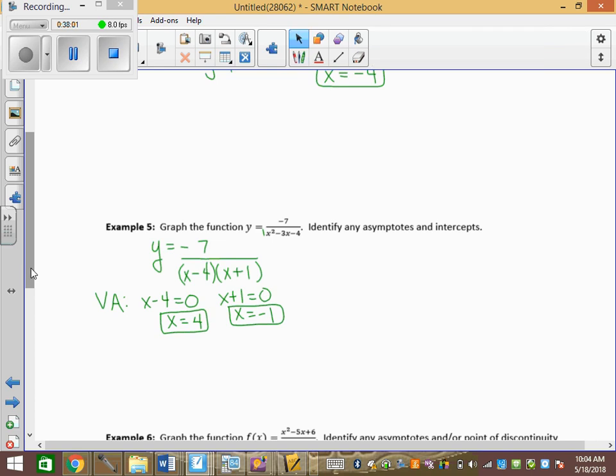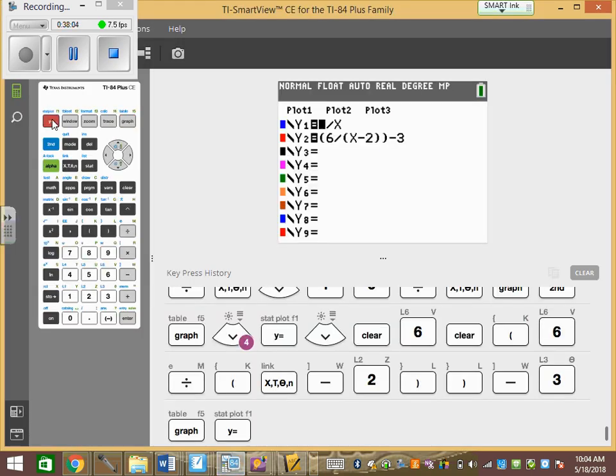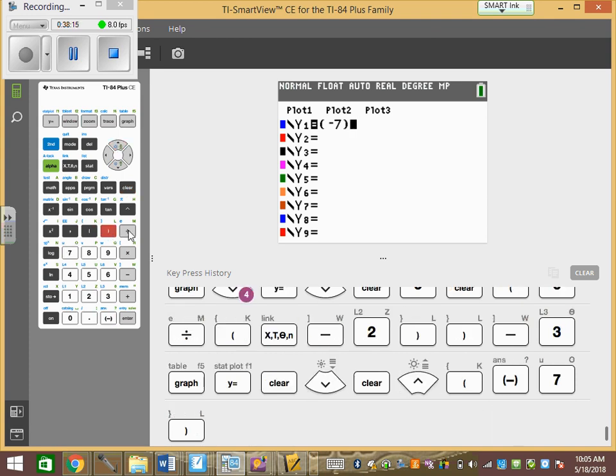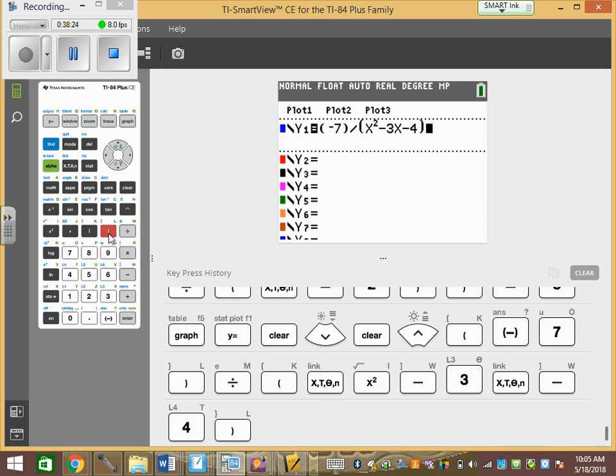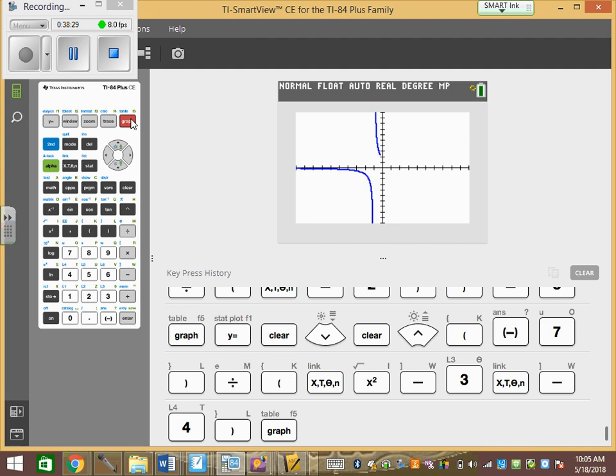I'm going to type this one into my calculator, just so you can see what it looks like, because it's a little bit different because you actually have 2 vertical asymptotes now, right? So it is -7 divided by bracket x squared minus 3x minus 4. So I have to put my numerator in brackets, divide by my denominator in brackets, and I press graph. And it's going to get me 2 vertical asymptotes. One at -1 and one at 4. Yeah? Okay.